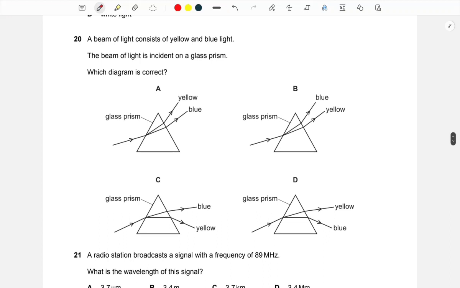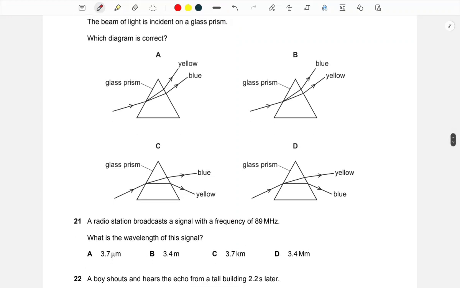Number 20. A beam of light consists of yellow and blue light. The beam of light is incident on a glass prism. Which diagram is correct? So let's look at all the diagrams over here. When we look at A, this is approximately the incident. So the rays should be going down and not up. So A is not correct. And so is not B. Now C seems correct. But then the problem with C is blue light is not above yellow.